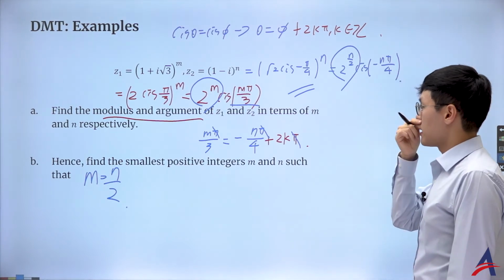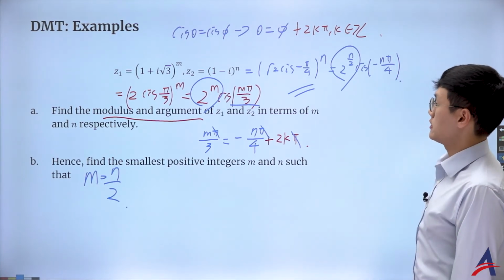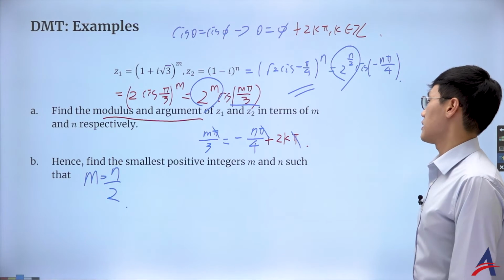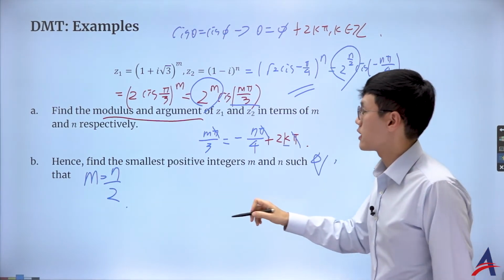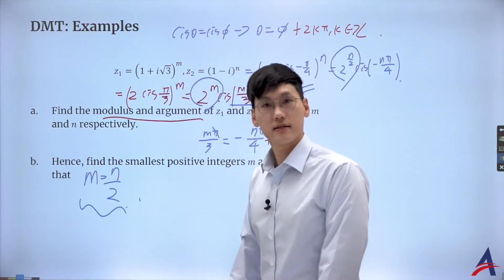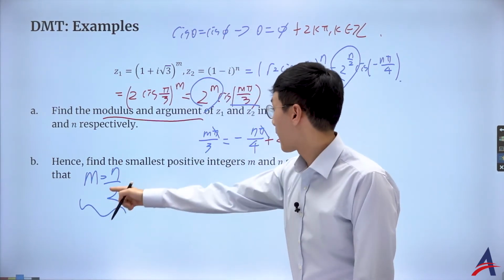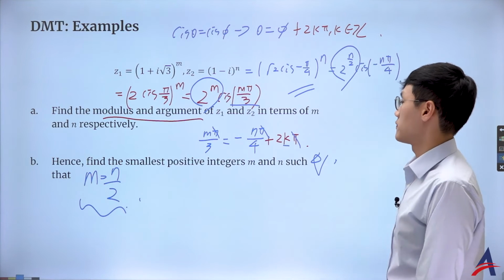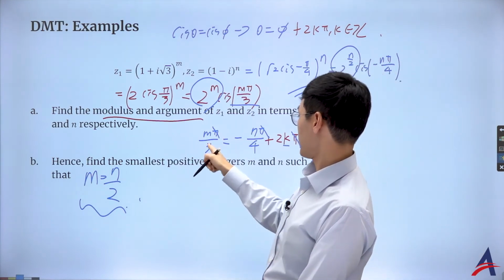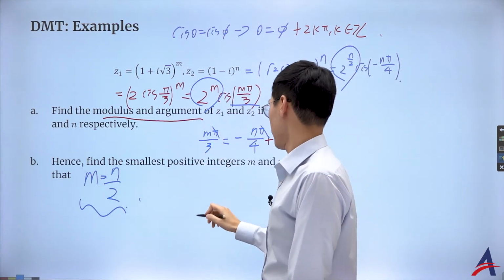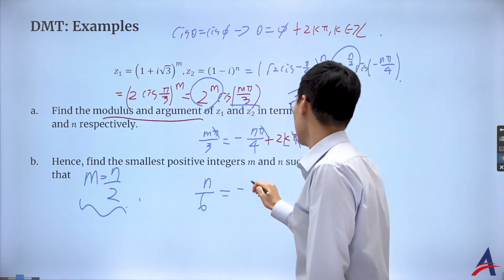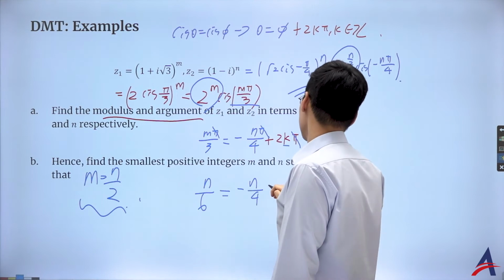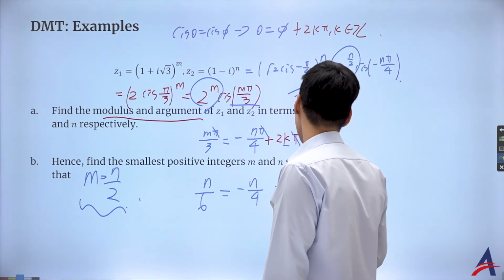And then I need to try to find the multiple of k to make this at least positive. And thankfully, I can make a substitution from the identity that I get from the modulus. So I'm going to put that in: m is equal to n over 2. So on the left hand side, if I replace with the coefficient of 1/3, it's n over 6. That is equal to negative n over 4 plus 2k, where k is an integer.